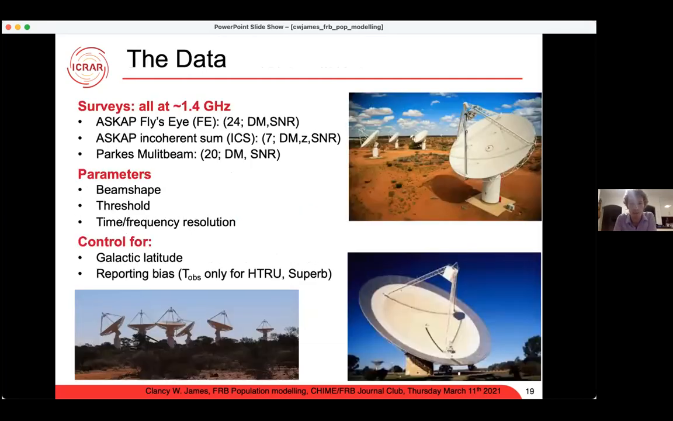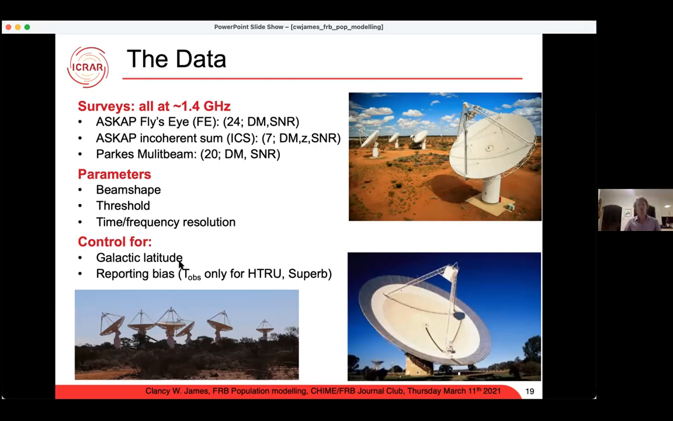I'll skip over that. Okay, so the data I'm using is ASKAP fly's eye, 24 bursts here, ASKAP incoherent sums, so localized FRBs, where you get redshift, DM, and signal to noise ratio. Here you only get SNR and DM, and 20 PARTS multi-beam things. And so these are the basic parameters of each of the surveys: the beam shape, the detection threshold, and your time frequency resolutions. And you need to control for galactic latitude.